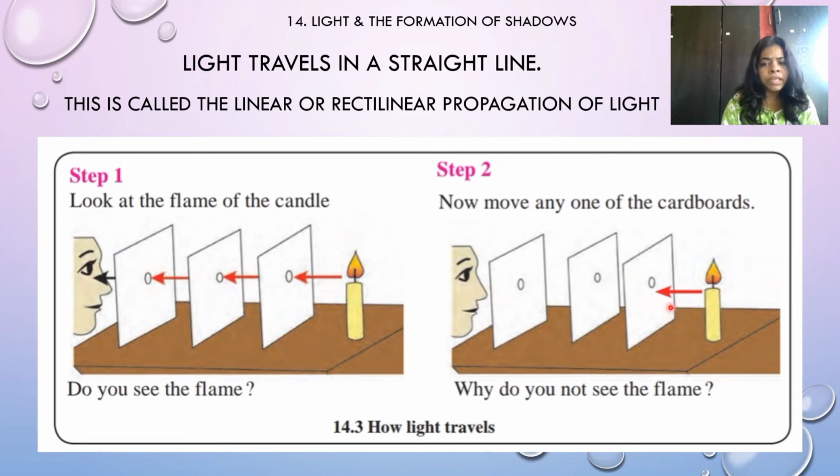Now the holes are not in a straight line. So will we be able to see the flame of the candle? The answer is no. Because now the holes are not in a straight line. So this proves that the light is always traveling in a straight line.